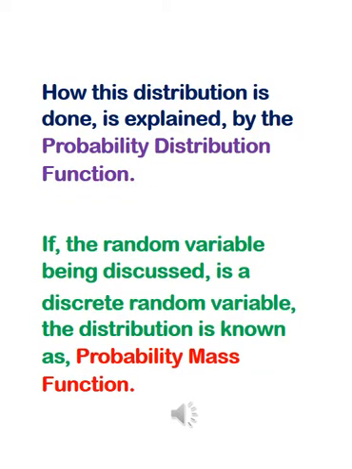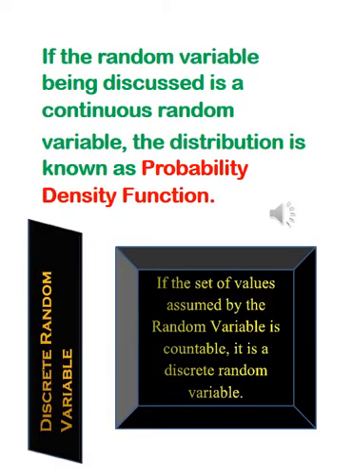How this distribution is done is explained by the probability distribution function. If the random variable being discussed is a discrete random variable, the distribution is known as probability mass function. If the random variable being discussed is a continuous random variable, the distribution is known as probability density function. If the set of values assumed by the random variable is countable, it is a discrete random variable.